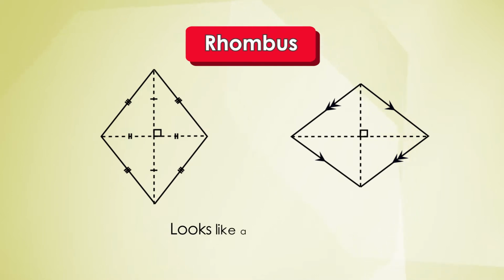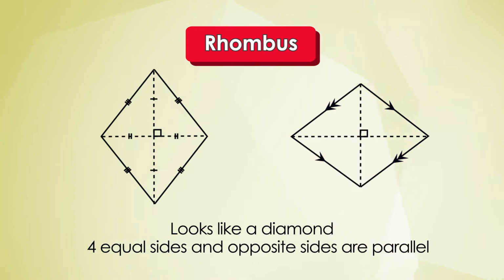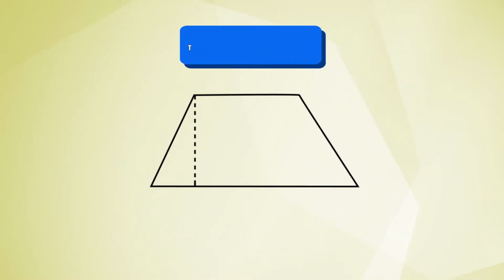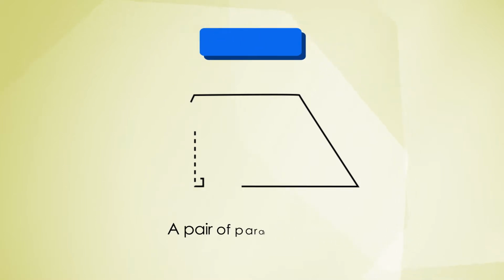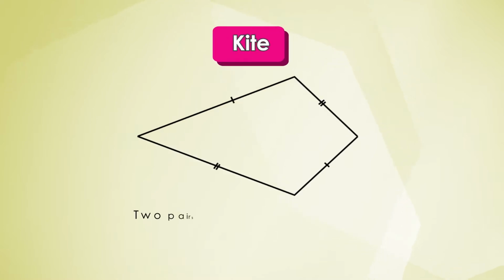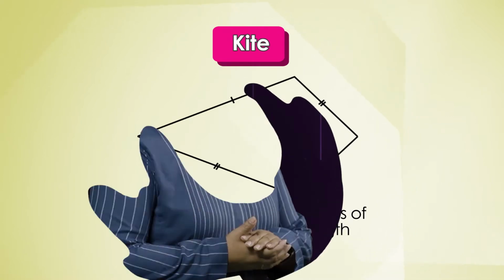The next shape is a rhombus. A rhombus looks like a diamond. It has 4 equal sides and the opposite sides are parallel. Let's move on to the next shape. This is a trapezium. It has a pair of parallel sides. The last shape is a kite. 2 pairs of adjacent sides of a kite are of equal length. In the next lesson, we are going to learn about the interior angles and exterior angles of quadrilaterals.